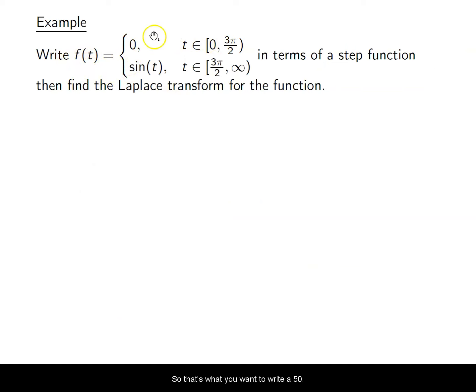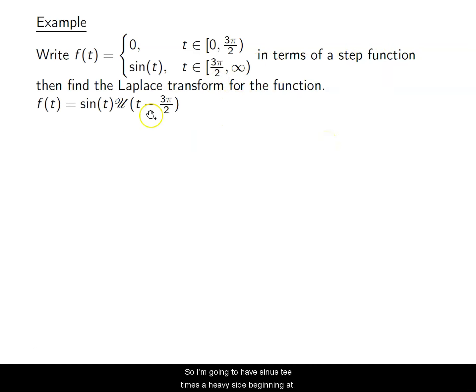So let's say we want to write f of t, given as this piecewise function, in terms of a step function, then find the Laplace transform for that function that we write as a step function. Okay, so I'm going to have sine of t times the Heaviside beginning at 3 pi over 2, right? So I'm off until 3 pi over 2, so it's just sine times my Heaviside at 3 pi over 2.